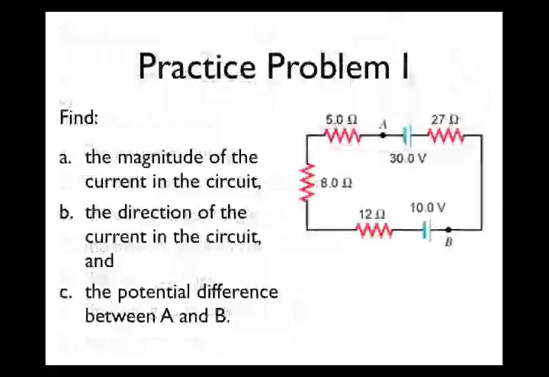Alright, a couple more practice problems using Kirchhoff's rules to wrap up this discussion. In this particular circuit, we want to find the magnitude of the current in the circuit, the direction of the current in the circuit, and the potential difference between A and B.